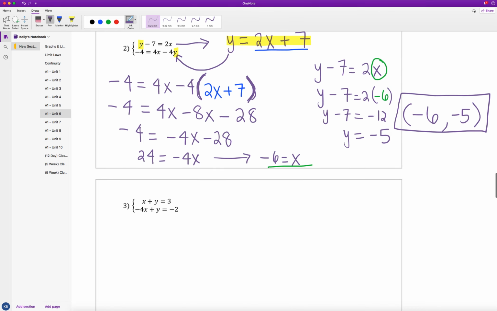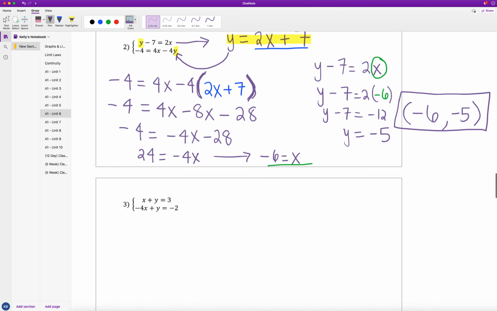All right, let's look at our third example. So our third example here says x plus y equals 3 and -4x plus y equals -2. And we want to solve this system by substitution.